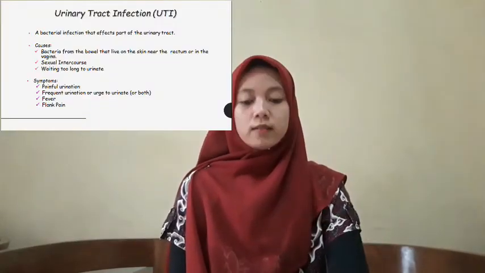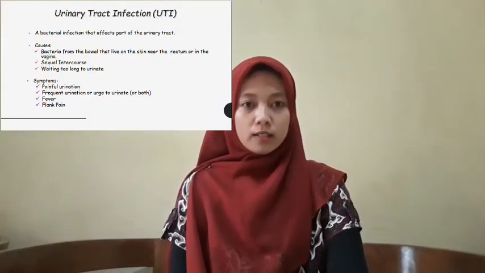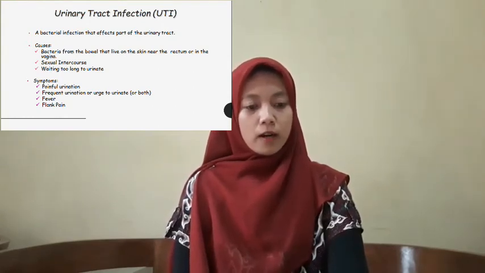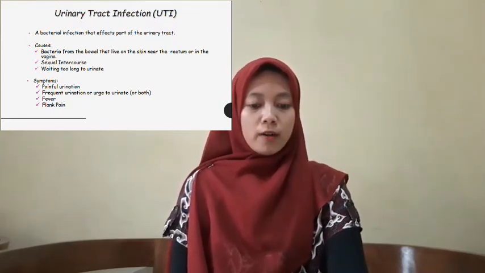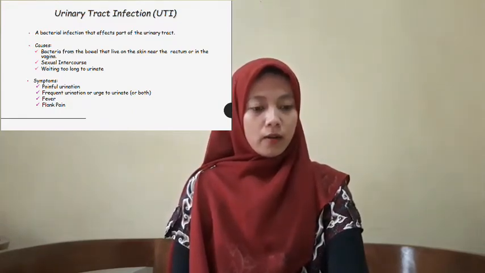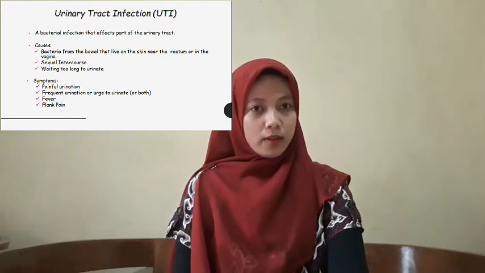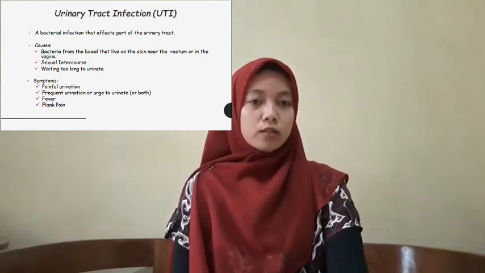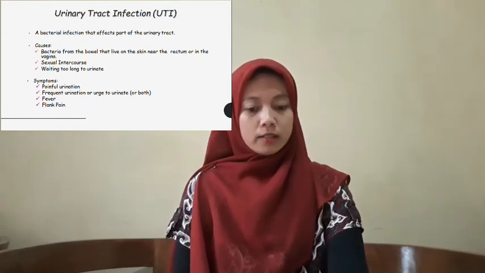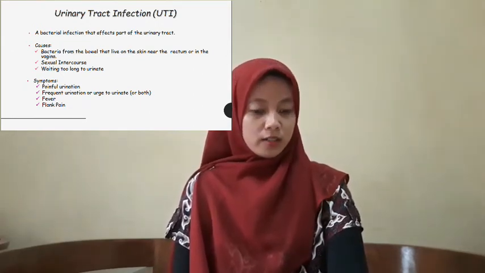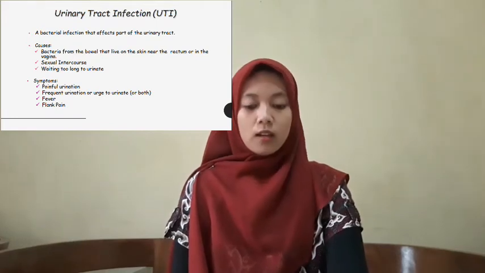Next, urinary tract infection or UTI. UTI is a bacterial infection that affects part of the urinary tract. The causes are bacteria from the bowel that live on the skin near the rectum or in the vagina, sexual intercourse, and waiting too long to urinate. The symptoms are painful urination, frequent urination or urge to urinate, fever, and flank pain.